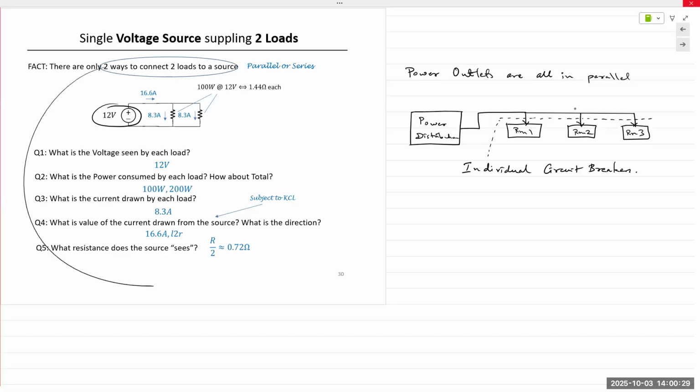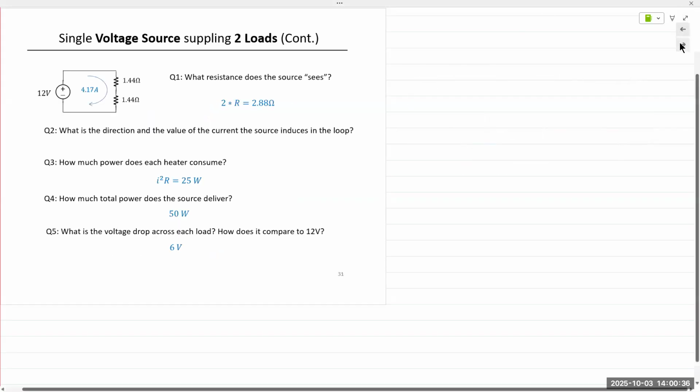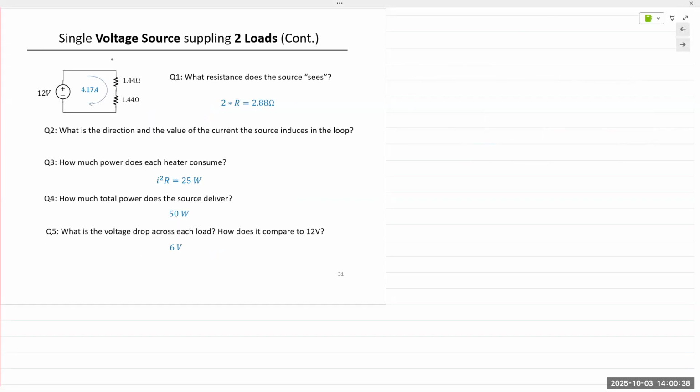So review this slide. This is one way to connect 2 loads to a source, which is in parallel, and the other way is to connect it in series. Okay. And connecting in series, a real life example would be kind of like our holiday lights, where you have a string of lights and they're all connected in series. So the same current passes through all of them and the current remains the same.